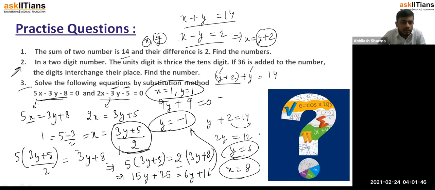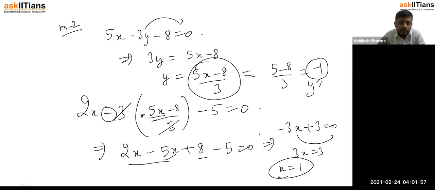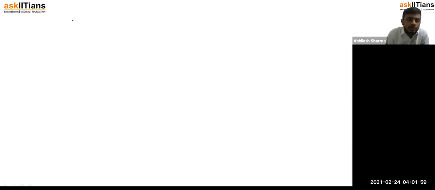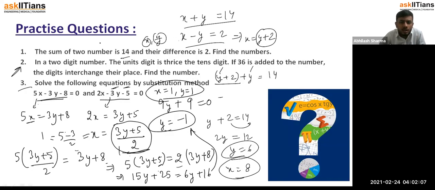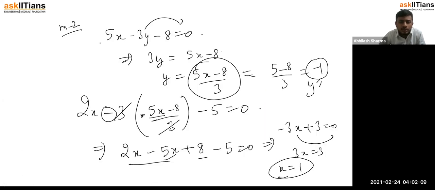Now let us have a look at the second question. In a 2-digit number, the unit digit is thrice the tens digit. If 36 is added to the number, digits interchange their places, then find the number. So let us say the digit itself looks something like this. Unit digit is B and tens digit is A. What are we saying now? Units digit is thrice the tens digit.